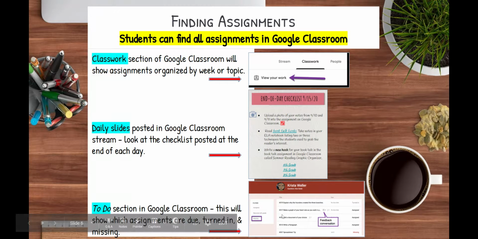And then finally, there's also a to-do section in Google Classroom. So that would be more specific than the classwork section, whereas it would tell them what assignments are due, which ones are turned in, and which ones are missing. It's important to know that if you would like to be on top of what your child is responsible for, just ask them for their Google Classroom login, and then you can see all of these things as well.